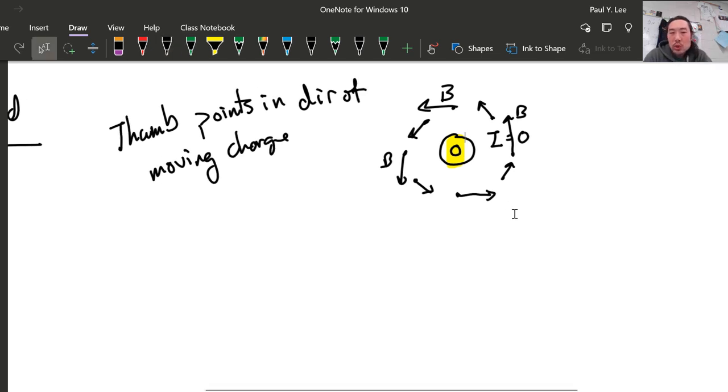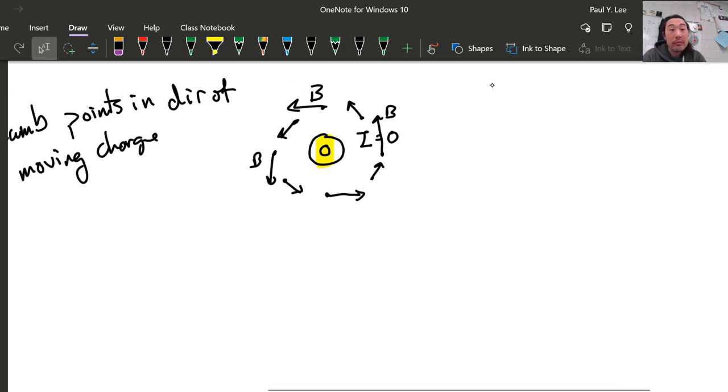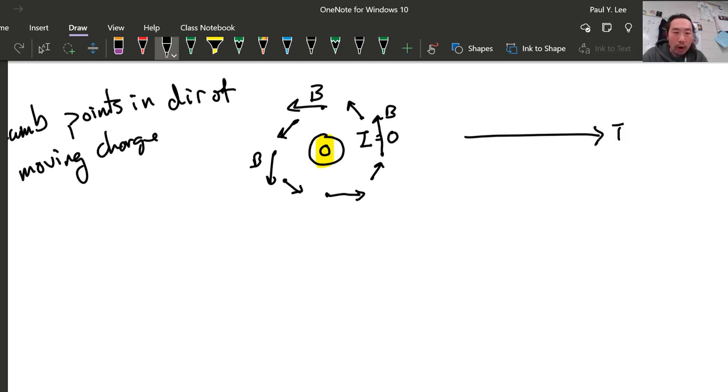So we can still use this not only with the current coming out of the page or into the page, but also for a flat wire. So let's say this is our wire and our current is going to the right. This is one of those weird situations where I'm taking the example that I did before, where the wire is coming towards your eyeball, and swapping the orientation so that I'm looking at it sideways like this.